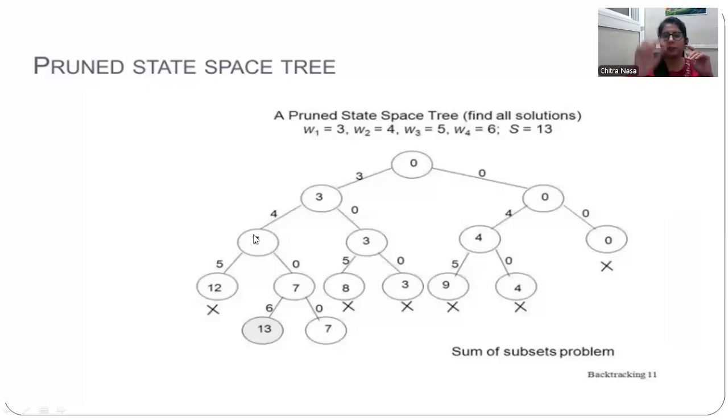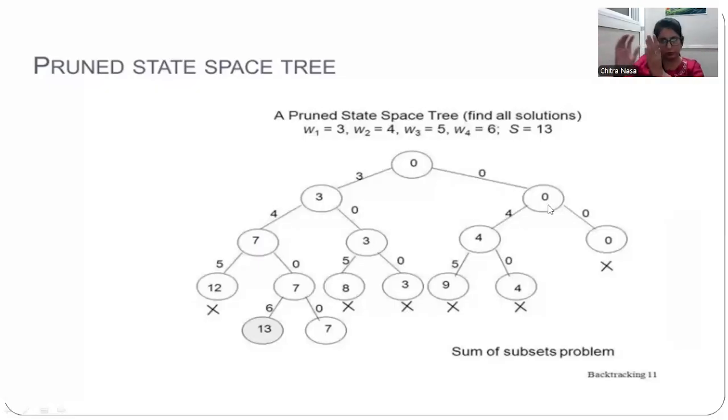Then level 2. Level 2 says the turn is for item 2. Again, a node has two decisions: either I include the item or I exclude the item. If I include item 2, it means I am adding the value 4. So 3 plus 4, the outcome of the targeted value will be 7. If I exclude it, then it will remain the same, 3.